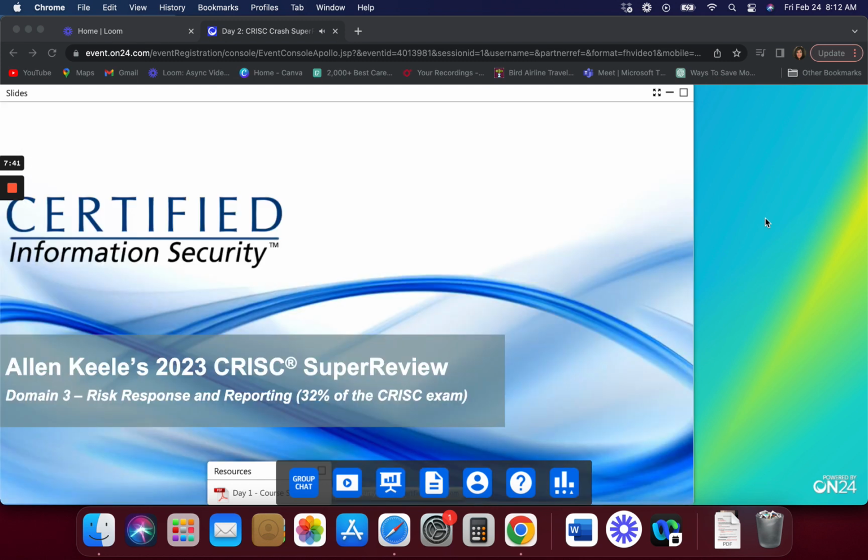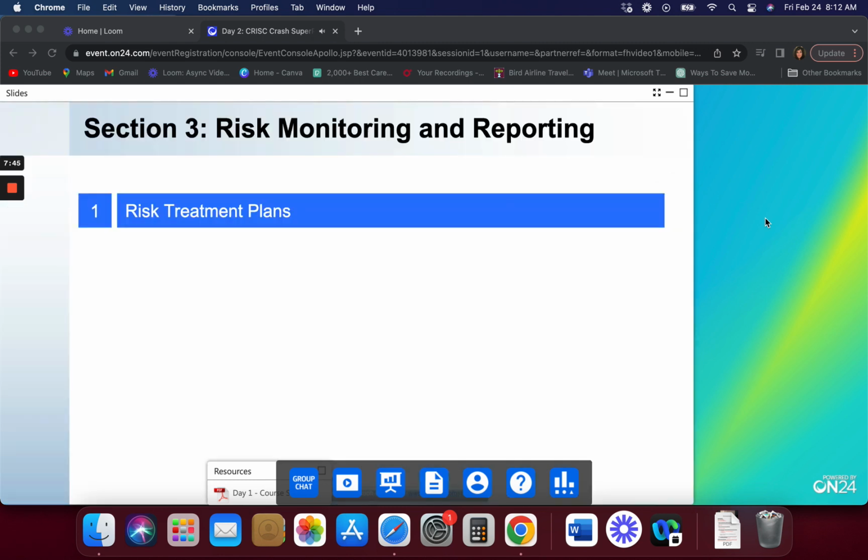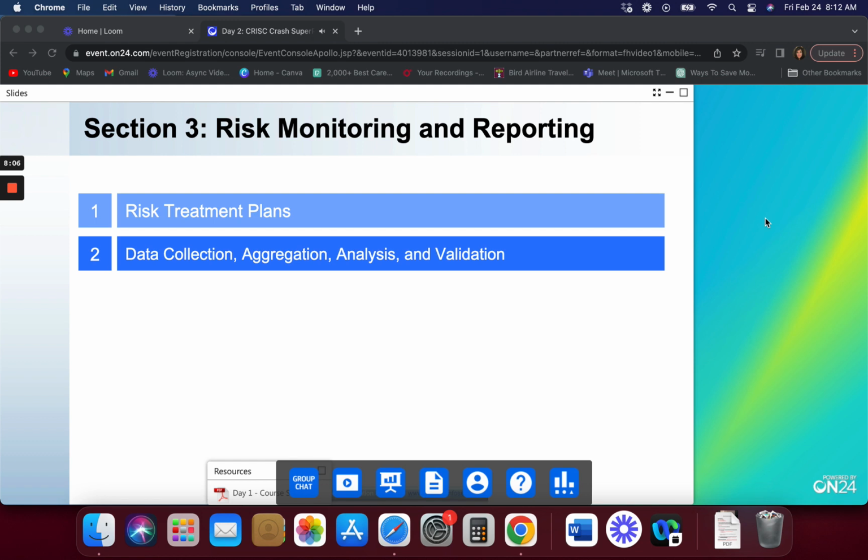So we now go on into, again, another section. This particular domain, again, normally these CRISC exam domains only have 2 sections. This particular domain has 3. And we are now going into section 3, risk monitoring and reporting. We will look at risk treatment plans. We'll continue on with data collection, aggregation, analysis, and validation.